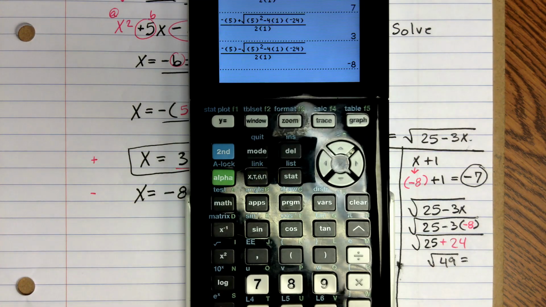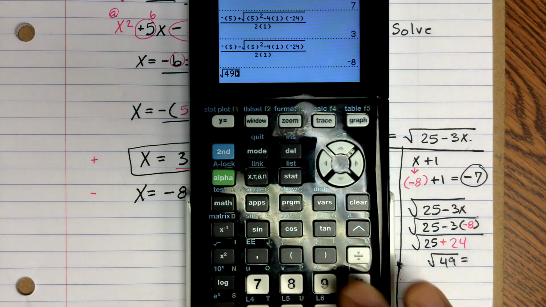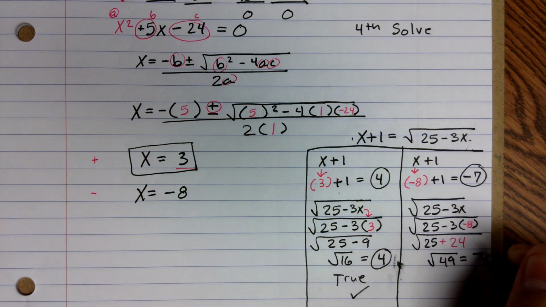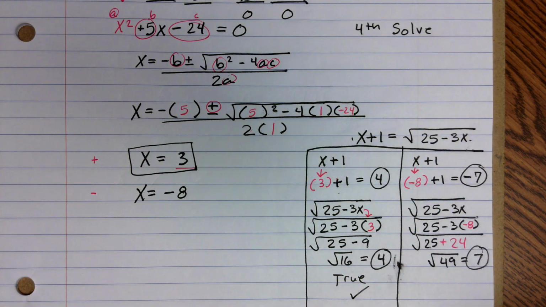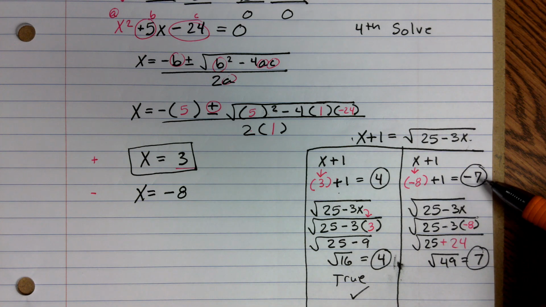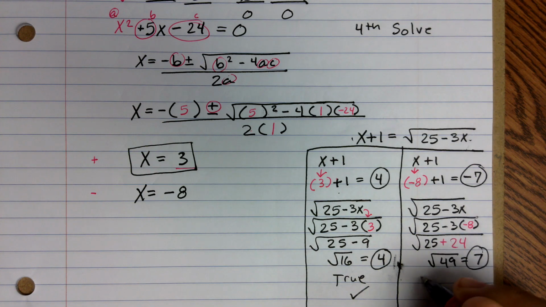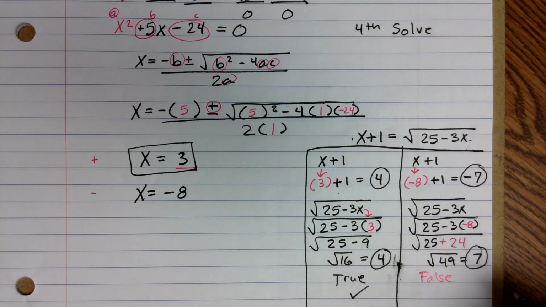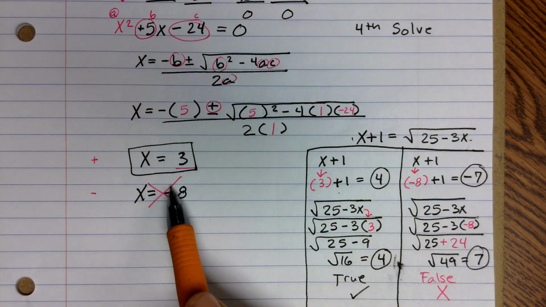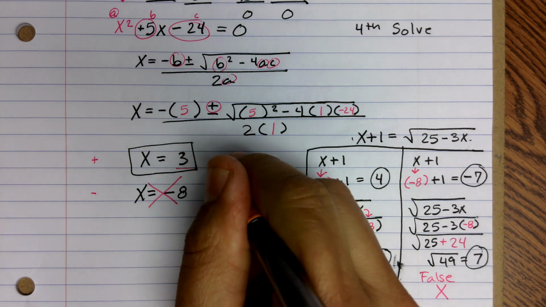Now if I take my calculator and do the square root of 49, notice it gives me positive 7. And while this looks like it might be correct, I want you to notice that up here, when we do -8 plus 1, it gives us -7. So even though the numbers are similar, one's negative and one's positive. So this is actually false. So it is not an answer. So we're just going to cross that one out. Therefore, even though it looked like initially we had 2 solutions, we really only have one solution.